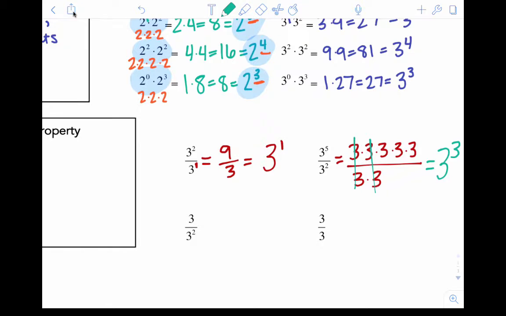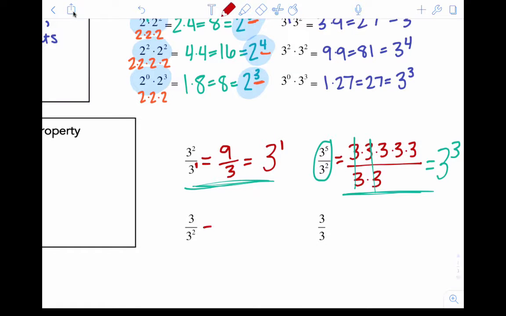If I were to subtract my exponents, I'd get 5 minus 2, which is 3. So this still works out whether I am finding the value of it, or writing it in expanded form.